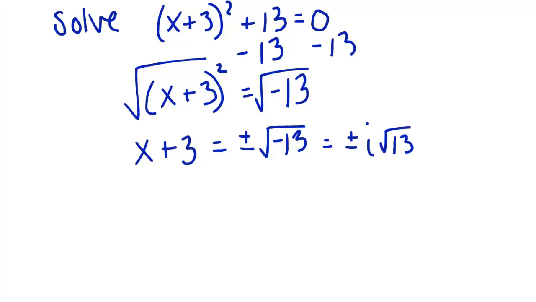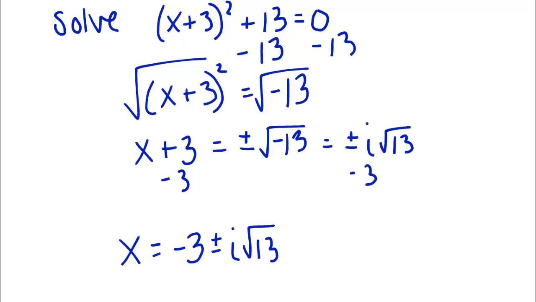I didn't go through that step like I did before of calling it root negative 1 times root 13, because you should get used to that fairly quickly. Now we only have one more step. We can subtract 3 from each side. And we get that x equals negative 3 plus or minus i root 13.